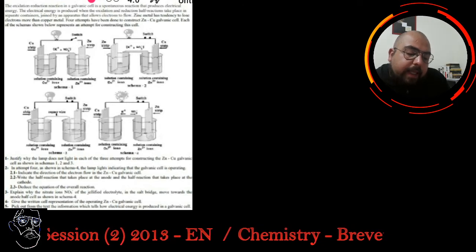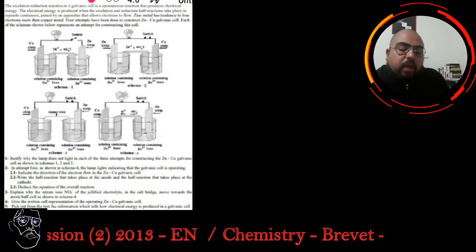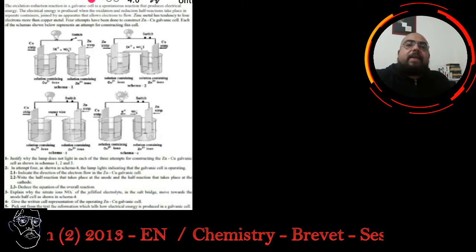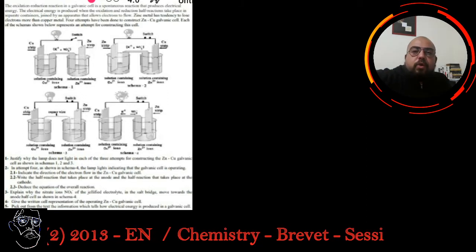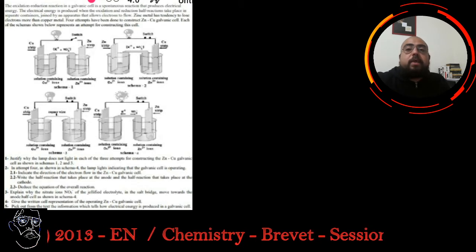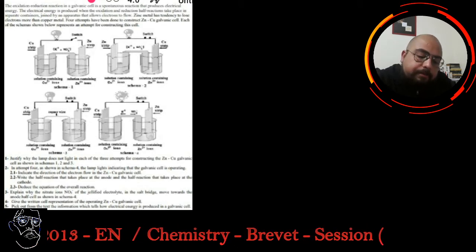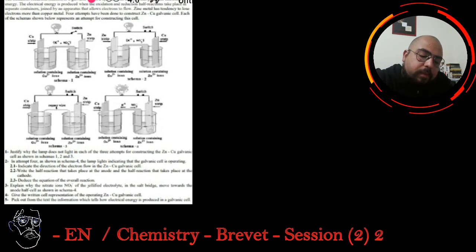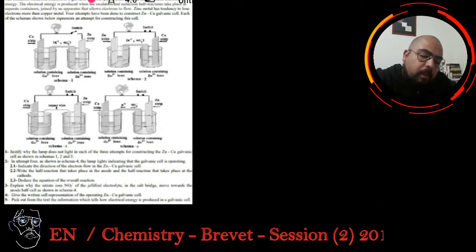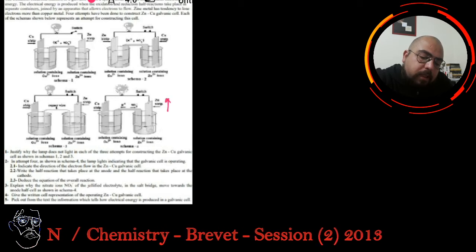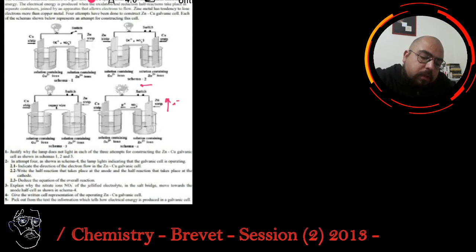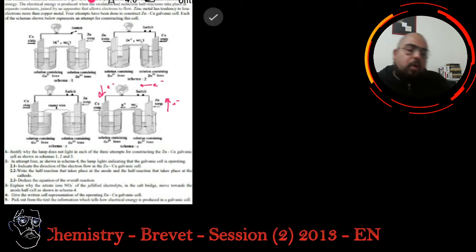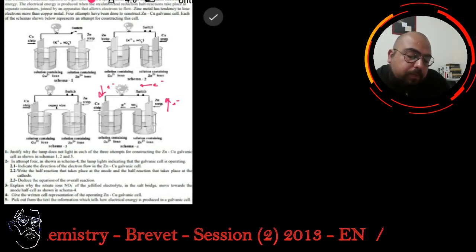Indicate the direction of the electrons flow in the ZnCu galvanic cell. So, in the text they already said that Zn has a greater tendency to lose electrons than Cu, so it will be the one losing electrons. So the electrons will flow from Zn towards Cu. So this is how you have the flow of electrons.